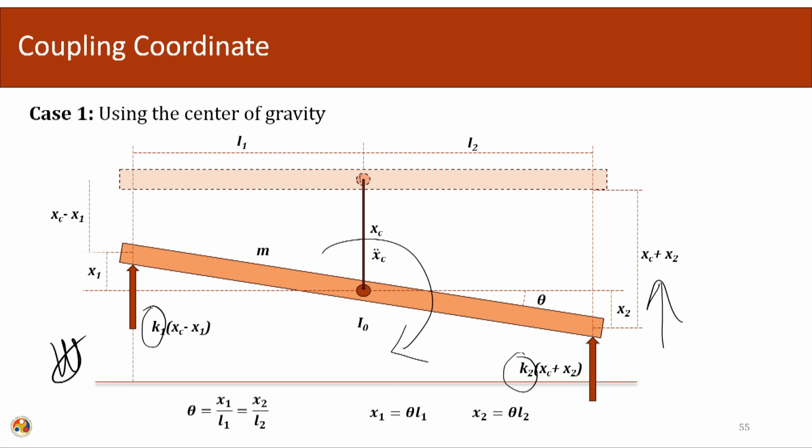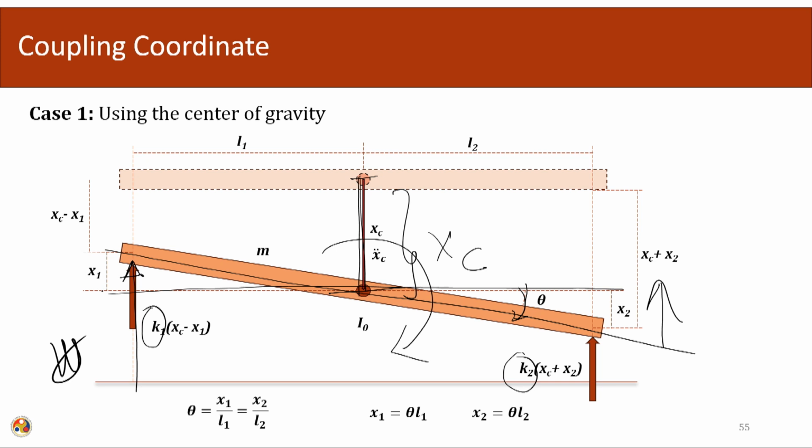So, the distance from the CG is given by XC, and there is a rotation in the system. So, there are 2 coordinates, the movement of the CG and the rotation about the CG. So, the net deflection in the spring is, so this was XC, and it has gone x1. So, the net deflection is xc minus x1, and similarly here the net deflection is xc plus x2.